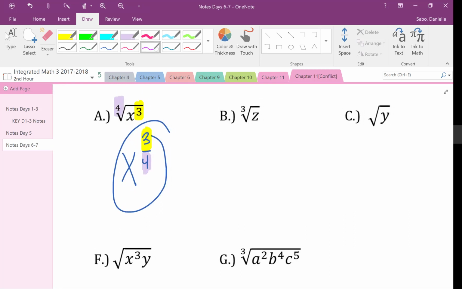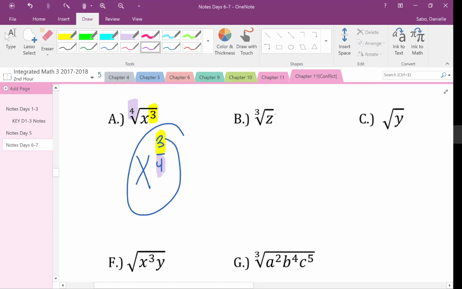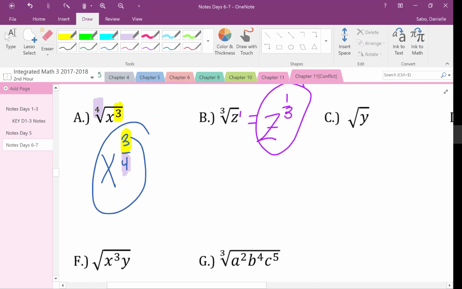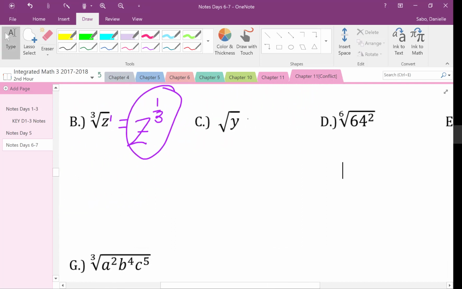Okay, what technically does this z have? 1, so how would I rewrite that? Okay, let's do a different one. Y to the 1/2. Yep, it's y to the 1/2. Very good. It's not y to the 1 over 1. It's y to the 1/2.